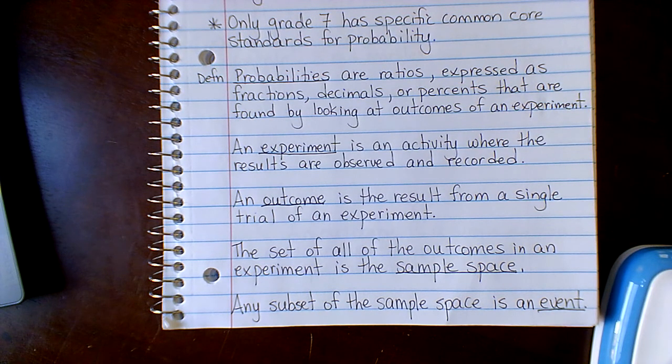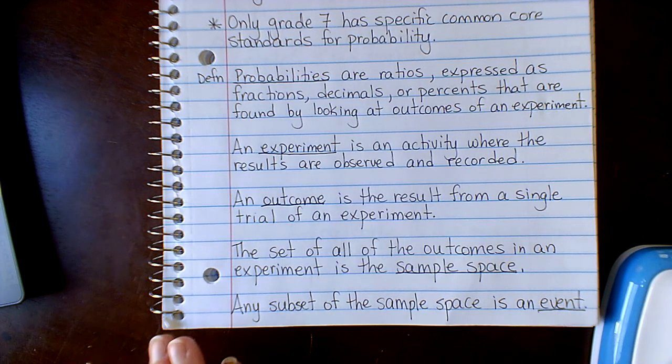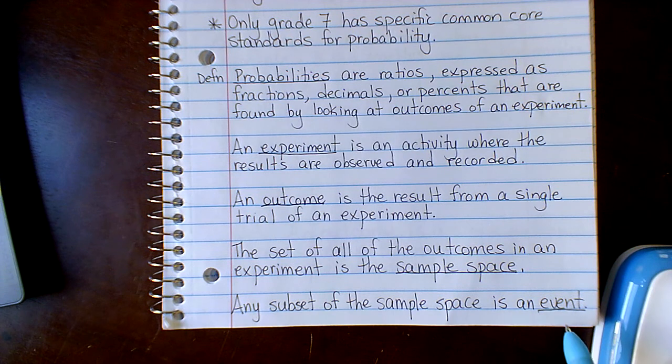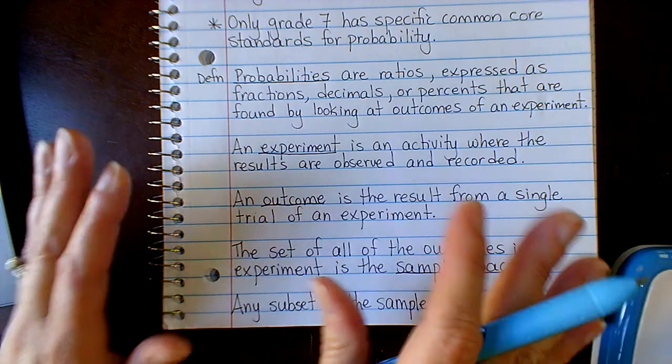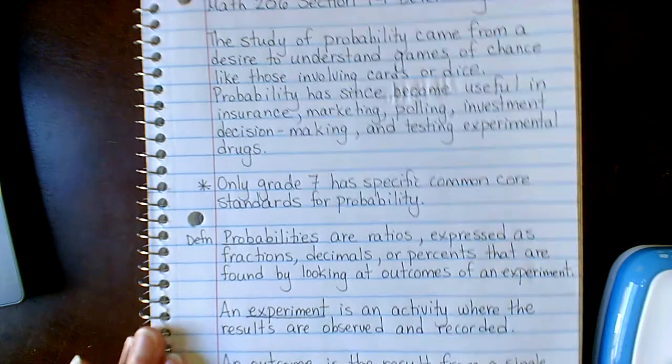So we just need to make sure that we get our terminology down. A lot of students mistakenly think that event is the same as outcome, and it's not. It could be a single outcome. It's possible for an event to be a single outcome, but it doesn't have to be. It's any subset of the sample space.